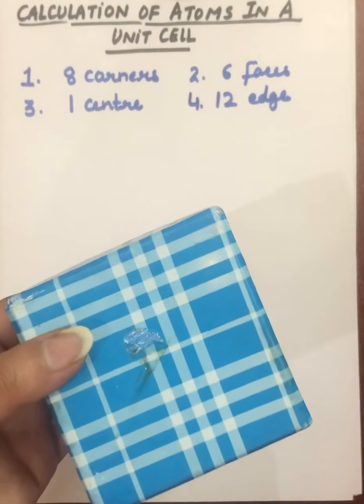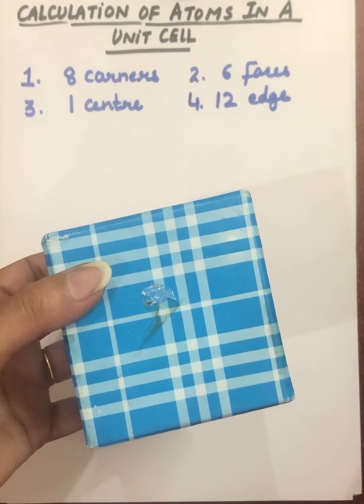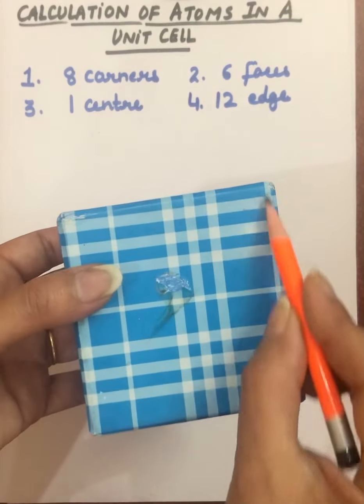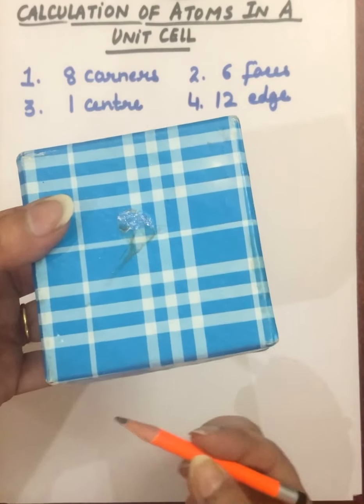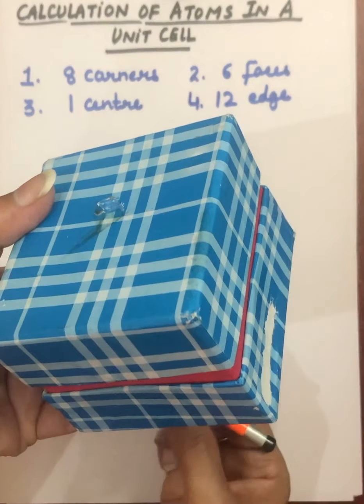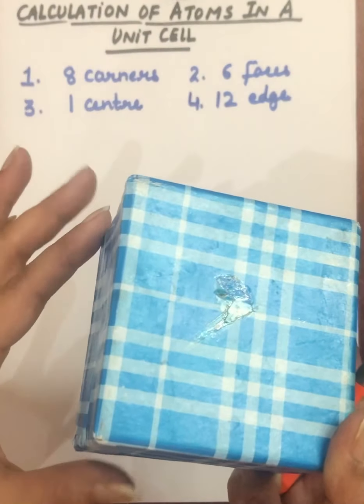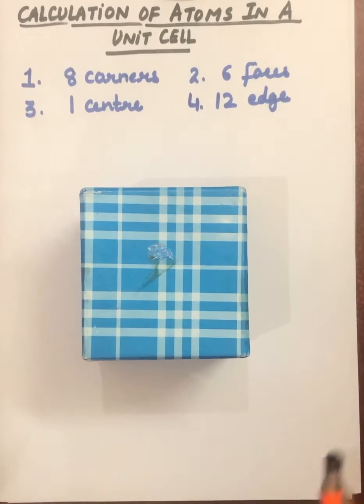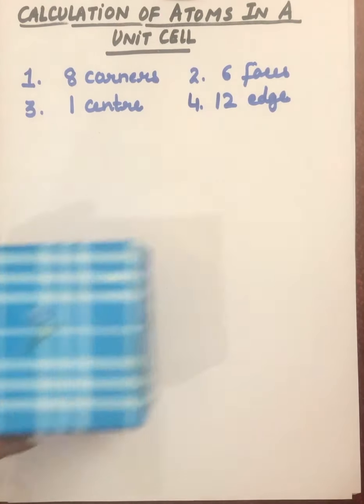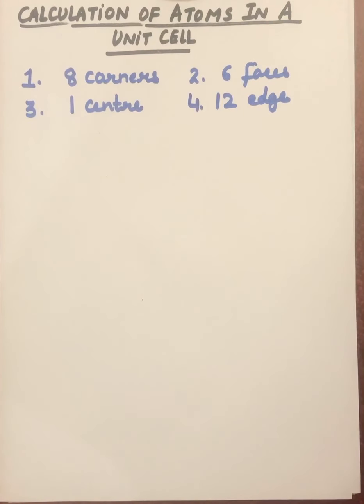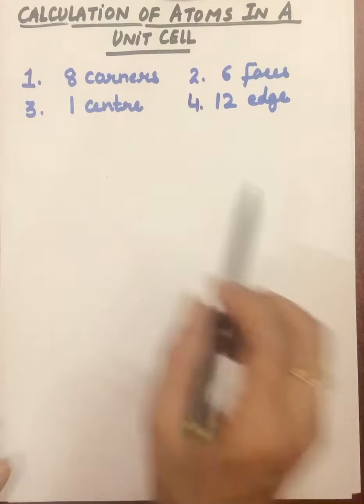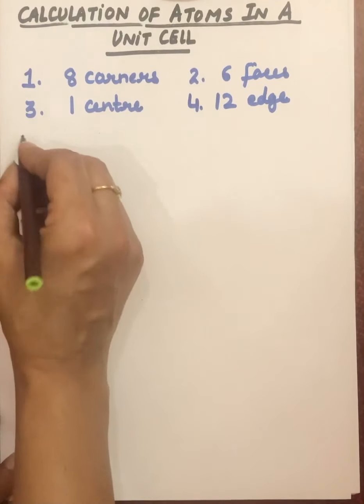So there are how many edges in a unit cell? 12 edges. 4 we can see at the top. Similarly 4 are here at the bottom, and on these sides also we will have 4 edges. So total there are 12 edges. Once we know how many corners, faces, body centers and edges are there in a unit cell, now we'll solve this part.